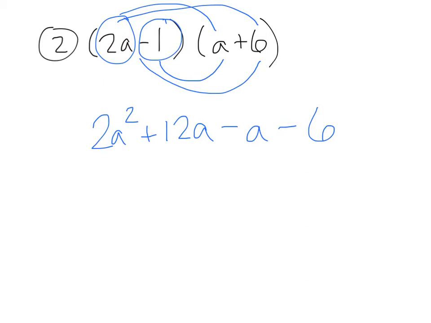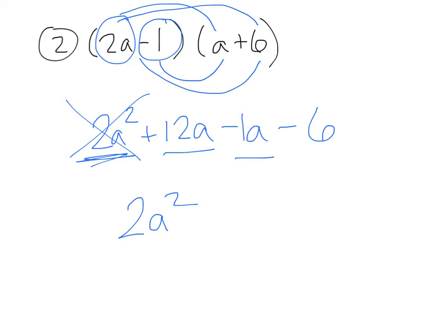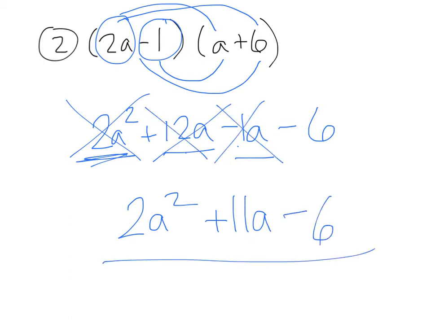So the first thing I'm going to do is start with the 2a squared. I don't have any other a squared, so in my answer it's just going to be 2a squared. Now I'm going to cross that out because I'm done with it. Now I'm going to go to my a's. So I have 12a and minus a. So 12, and remember that's a 1a, so 12 minus 1, so I'm going to have plus 11a. So I'm done with my a's, and now all I have left is minus 6. So that just goes to my answer. So here's our answer.